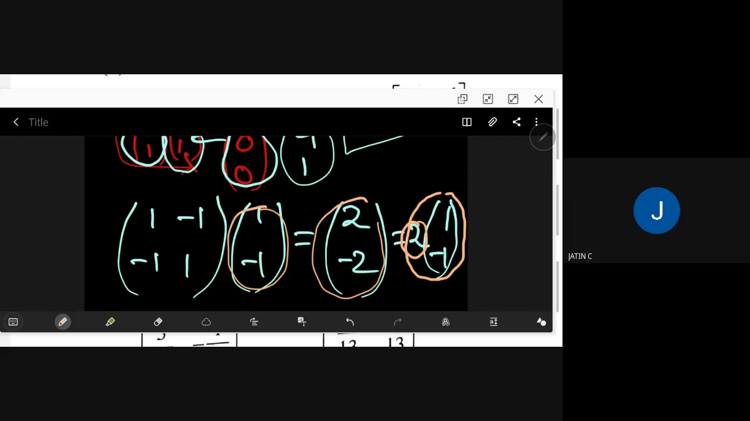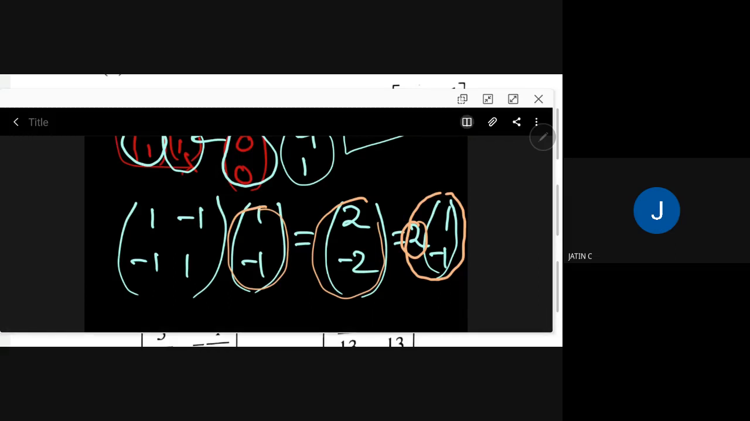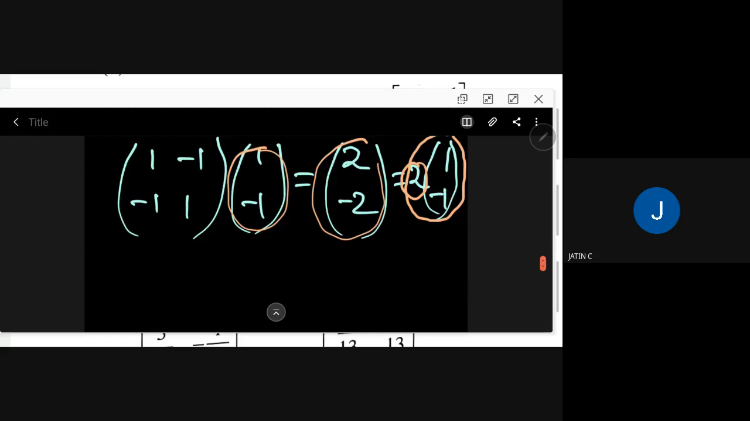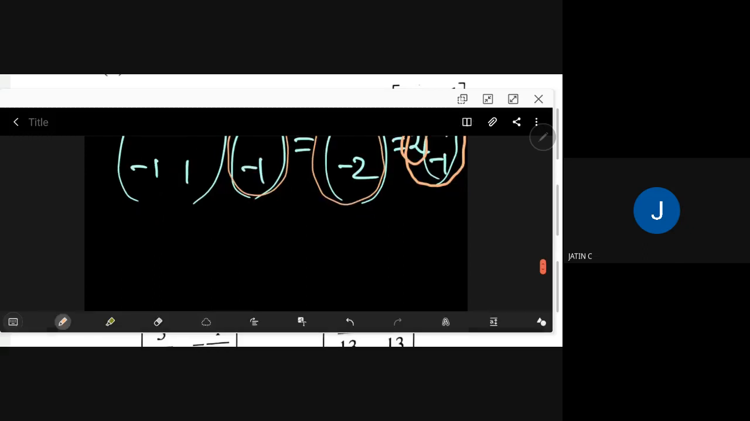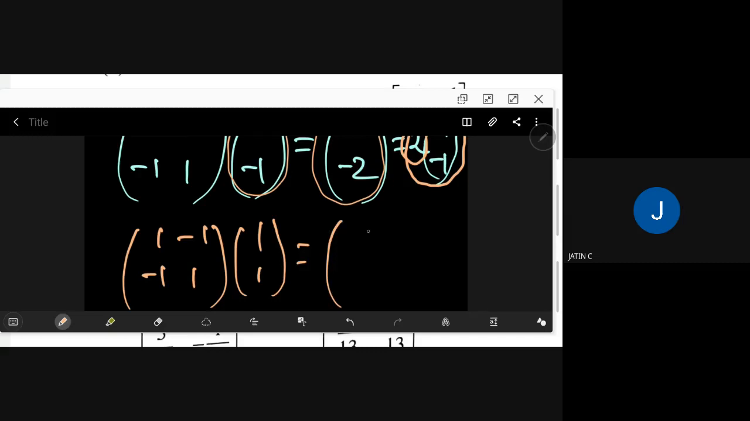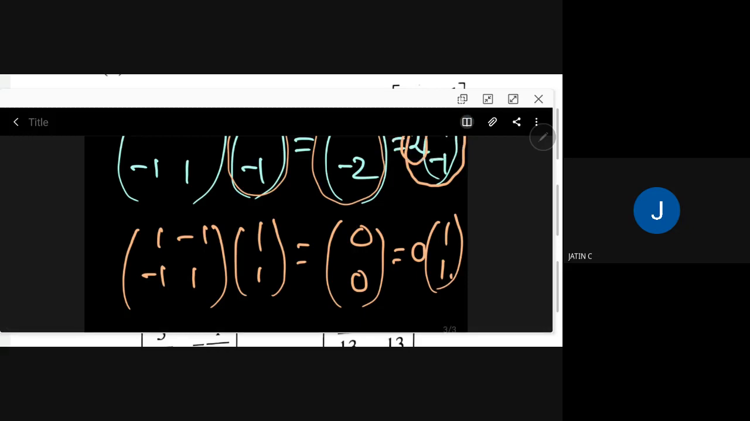Similarly, one can go for the other vector, that is 1 1. If I multiply 1 minus 1 minus 1 1 by 1 1, what are we getting here? 1 minus 1, that is 0, minus 1 plus 1, that is 0. So you are getting this as 0 into 1 1. So 0 is another eigenvalue. So the correct answer for this one is D. The correct answer is D.